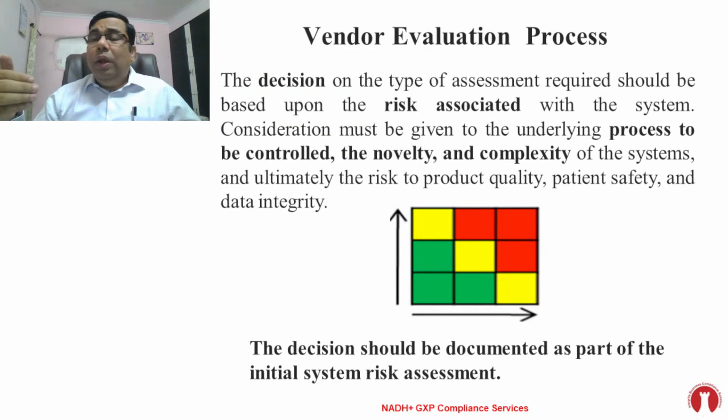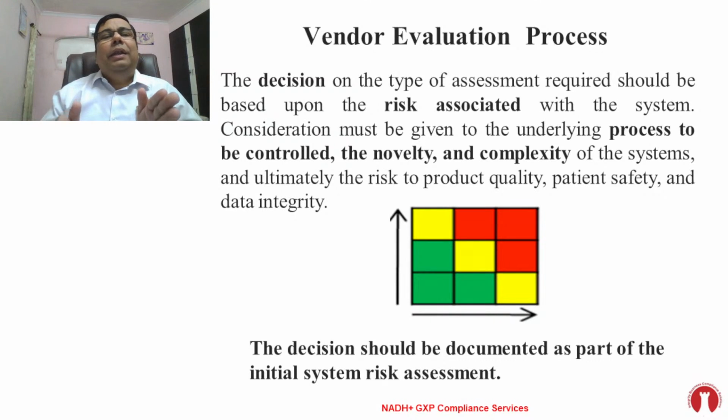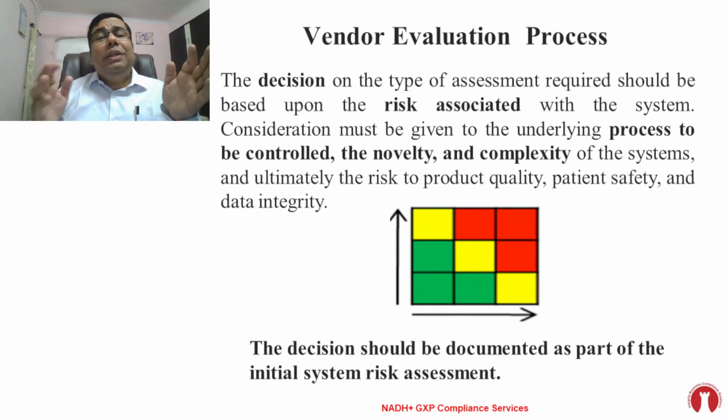For example, whether you are controlling the release procedure, or just the attendance of the people, or the salary calculation of the people, what exact process you are controlling, that point we need to consider. Second is novelty of the system. Is this a novel system or a specific system, that we need to consider. And complexity, whether the system is complex or simple.